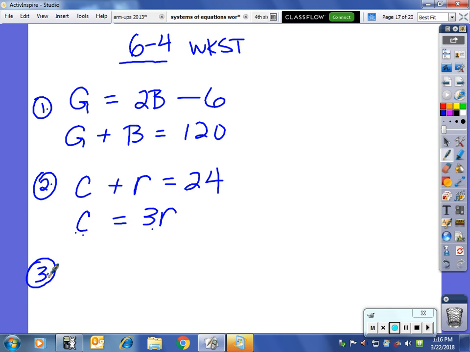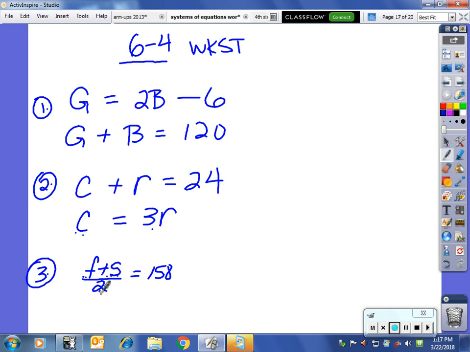Number 3 also had a tricky problem in it because it was talking about the average bowling score for 2 games. We're going to call it the first game and the second game, F and S. Her average for those two games was 158. So what would that look like? F plus S divided by 2 equals 158, because that's how you find an average of two different game scores. You would add up the first and the second and divide by 2 because there's two total games.